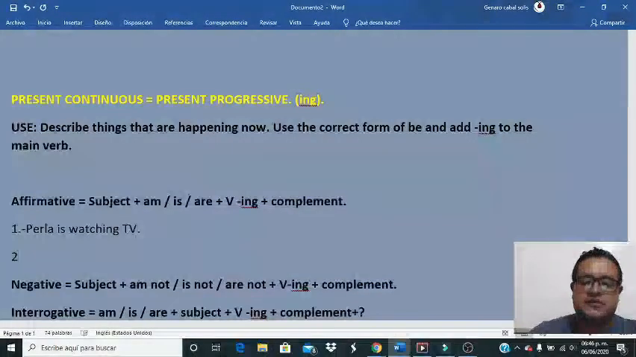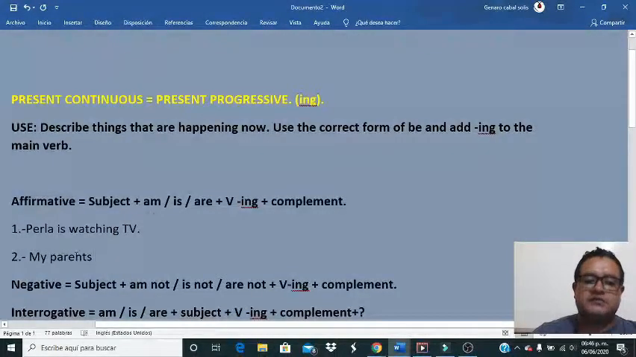Number two, número dos. Well, I will write my parents, mis papás. This is my subject. Este es mi sujeto. So I need am, is, or are. ¿Cuál de los tres voy a utilizar? Am, is, or are. In this case, I have to use are because my parents, porque mis papás son ellos. And according to the verb to be, I have to write. Y de acuerdo con el verbo to be, tengo que escribir. They are. My parents are.